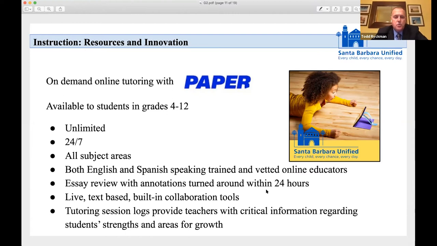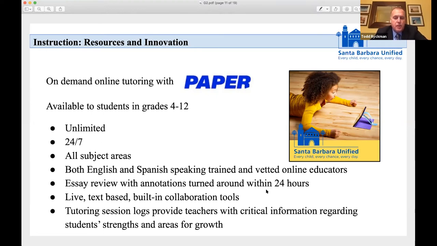When it comes to the use of Paper, principals have committed to making sure their teachers use the platform and make it part of their classroom culture. Students will be expected to use Paper regularly. And Paper can be used as more than just a tutoring platform. It can actually assist teachers in delivery and support of first instruction. And perhaps most importantly, there's an entire insights data dashboard for teachers that is extremely helpful in informing teacher practice.